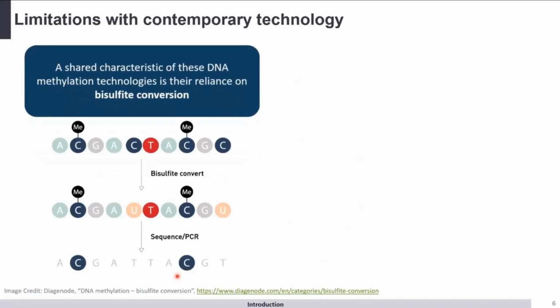So bisulfite conversion involves treating DNA with sodium bisulfite, which converts an unmethylated cytosine to uracil, while a methylated cytosine remains unchanged. The DNA is then amplified by PCR, where the uracils are converted to thymines, which allows for the differentiation between methylated and unmethylated cytosines.